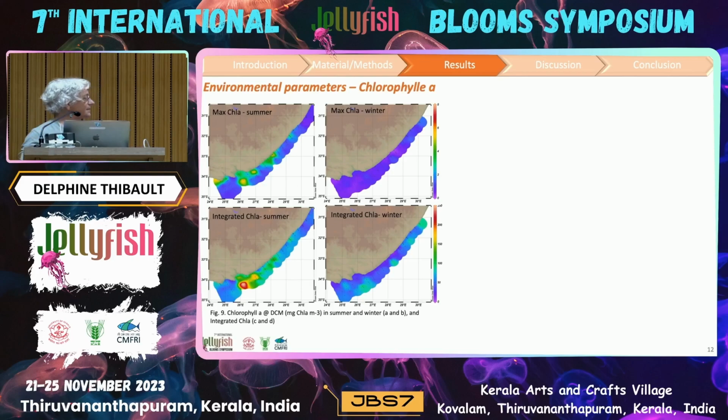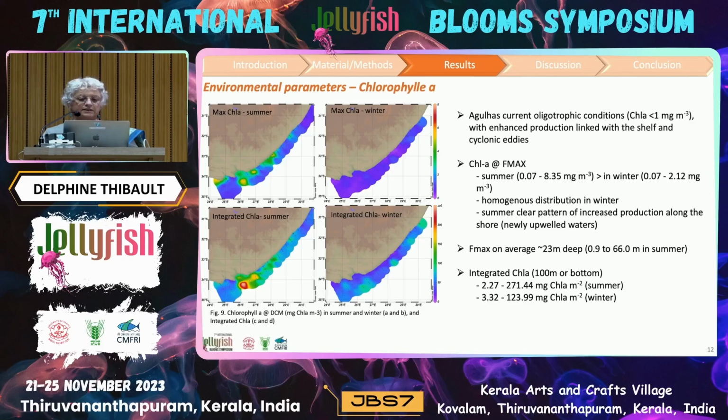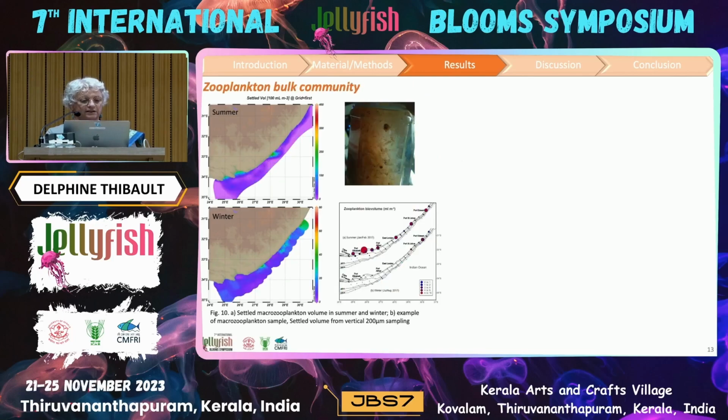Chlorophyll, we can see that in link with the upwelling of cold water, there was some increase in chlorophyll biomass over the region, reaching about 123 micrograms in integrated chlorophyll.